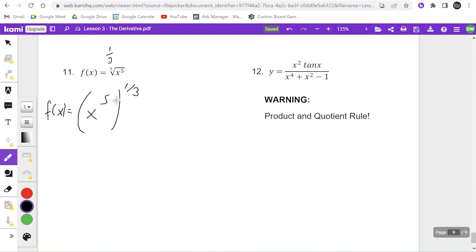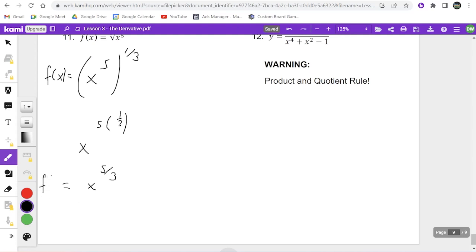Now, when I have a power to a power in algebra, you need to multiply the fractions together. In other words, I have x to the fifth times 1/3. That is x to the 5/3 power. We have still not taken the derivative yet. This is still the original function, but this is now a power rule, not a product rule, power rule.